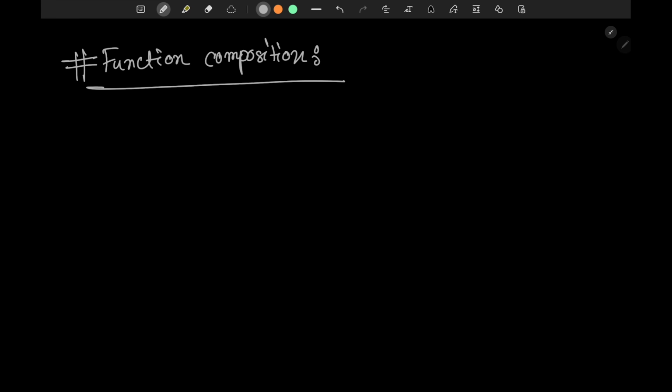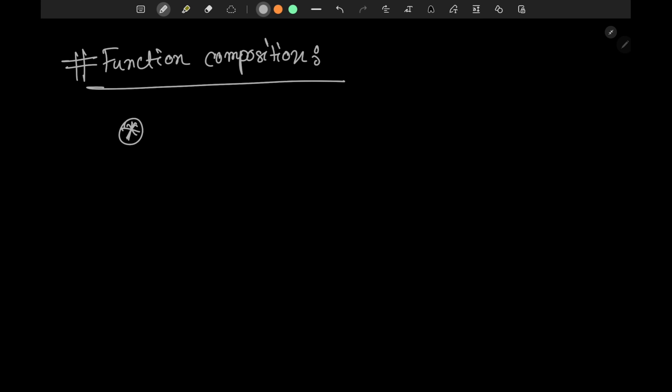So function composition is something very simple. Function composition. The first question that will come to your mind when you hear the word function composition is, what is a function composition?